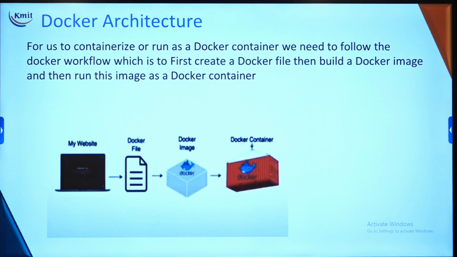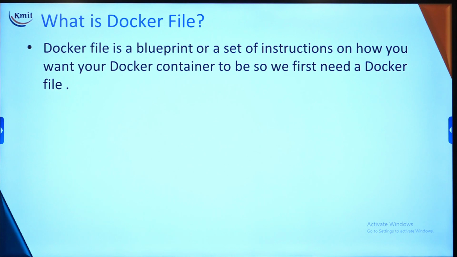So what is the architecture? If you want to do this, Docker has an architecture, and whenever we want to create a Docker container, we need to follow this architecture. We will first create an application which we want to run, then we create a Docker file, and using the Docker file which we put in that application, we are going to create a Docker image, and once the Docker image is ready, we will create a Docker container. So we will see step by step how to do this.